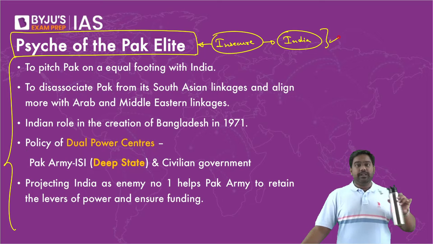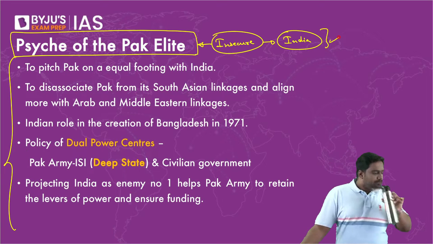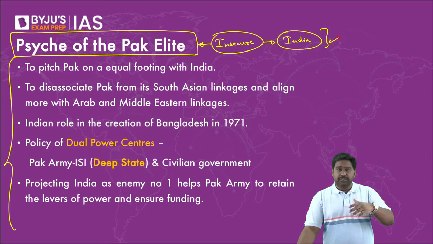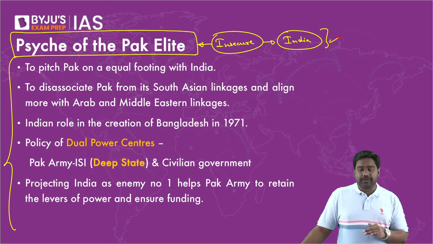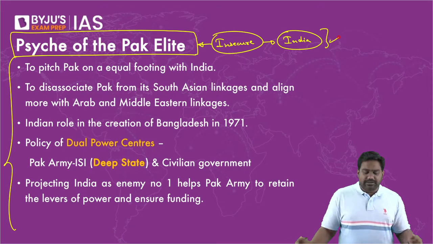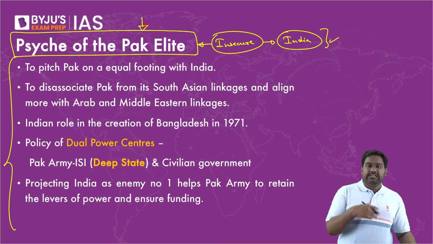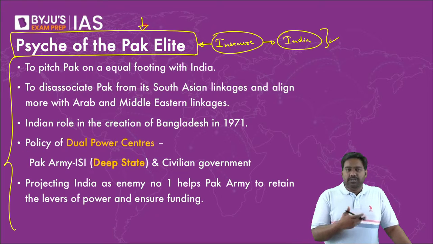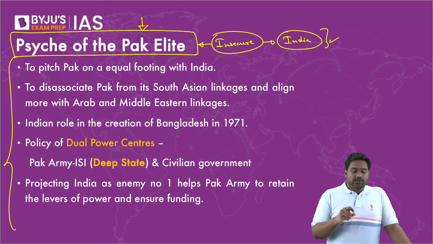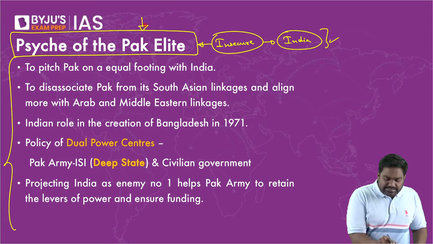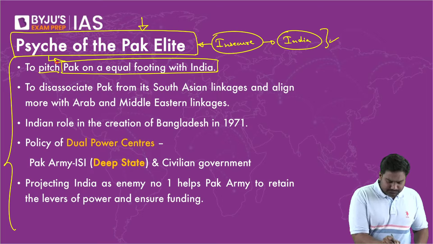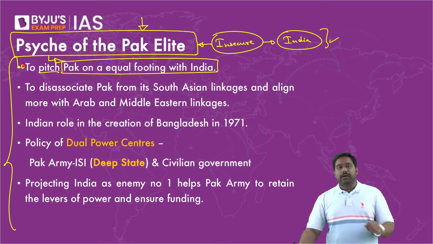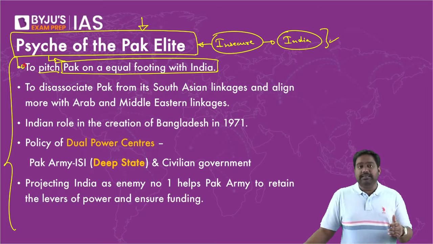Starting right from the days of Jinnah, the Pakistani leadership, which includes the army leadership as well, has always felt insecure about the size and scale of India. Because obviously, when Pakistan was created, it was a smaller country, many times smaller than India, with much limited resources as compared to India. So Pakistan has always tried to pitch itself on an equal footing with India. Somehow Pakistan has always seen that it's in a competition, it's in a race with India.